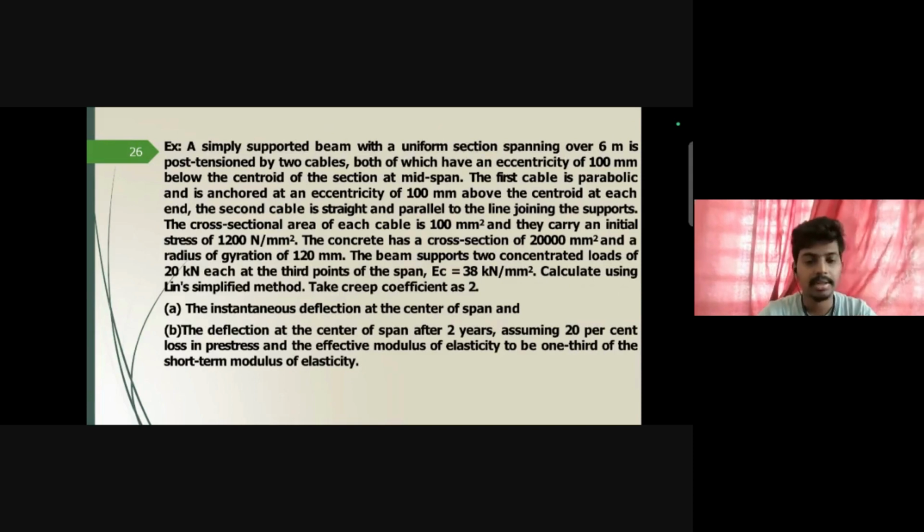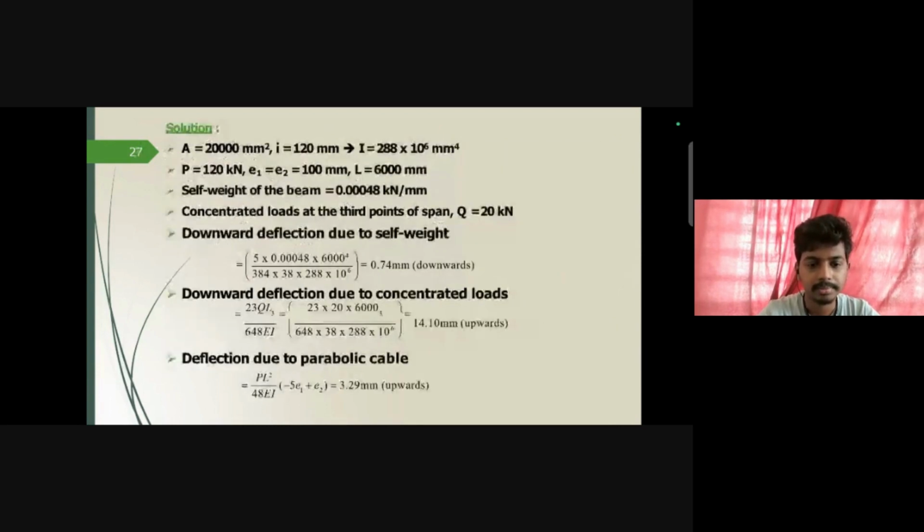So they're asking us to do this using Lin's simplified method, with the creep coefficient as 2. So now we'll find the instantaneous deflection at the span, and then the deflection at the center after 2 years, assuming 20% loss in prestress, and the effective modulus of elasticity will be 1/3 of the short-term modulus of elasticity.